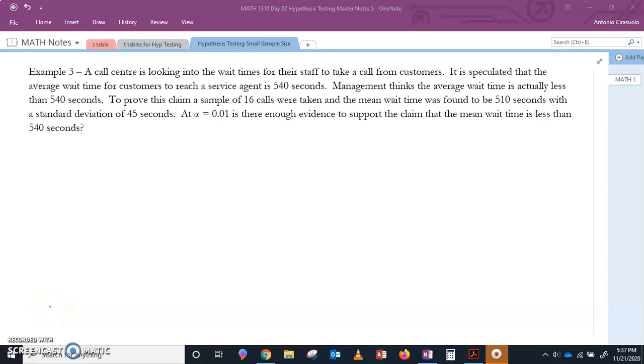In this question, it says, a call center is looking into the wait times for their staff to take a call from customers. It is speculated that the average wait time for customers to reach a service agent is 540 seconds. Management thinks the average wait time is actually less than 540 seconds. To prove this claim, a sample of 16 calls were taken, and the mean wait time was found to be 510 seconds, with a standard deviation of 45 seconds. At alpha equals 0.01, is there enough evidence to support the claim that the mean wait time is less than 540 seconds?